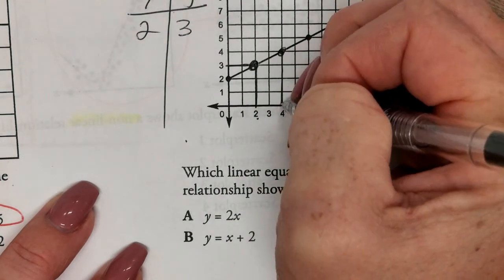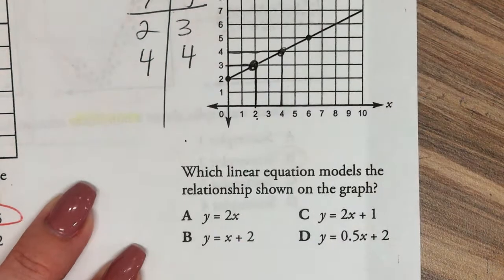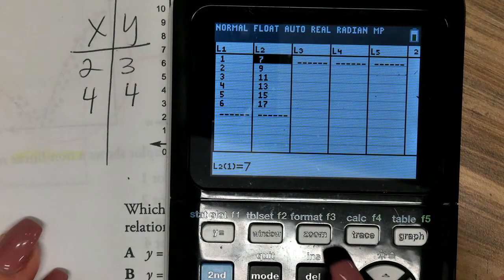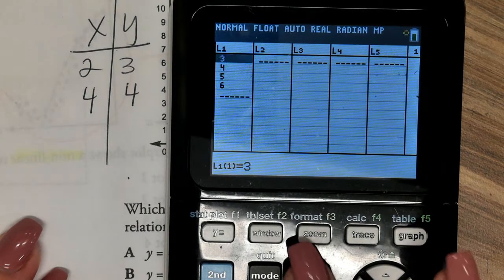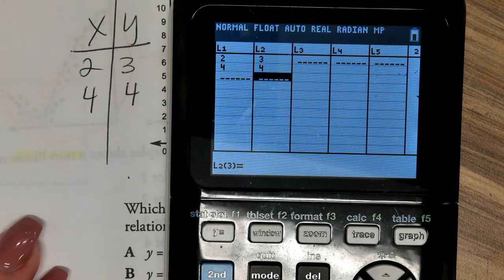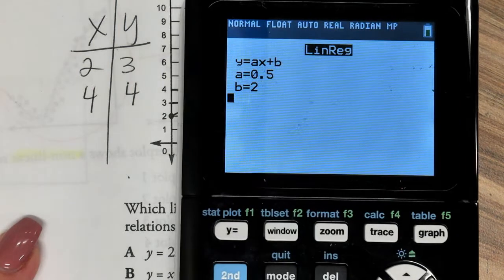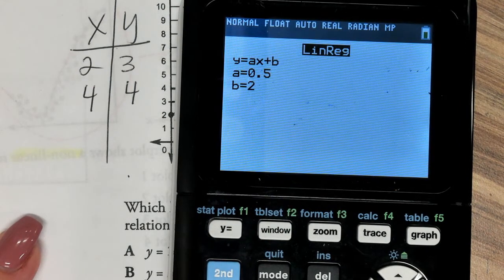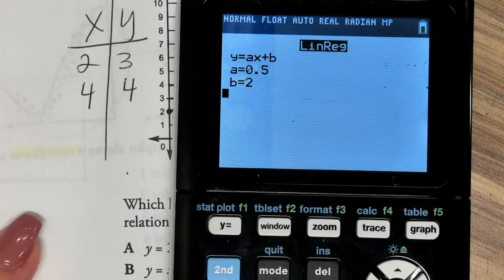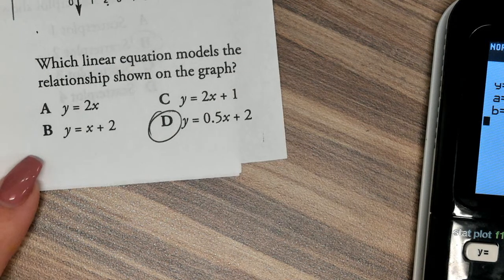What is the x coordinate? 4. What is the y coordinate? Now I can use stat. Could I have done all the dots? Sure. Do I need to? No. I only need 2. Okay, so I have 2 and 4 and 3 and 4. Stat Calc, option 4. What's the slope? 0.5. What's the y-intercept? All right, so the answer was D. Moving on.